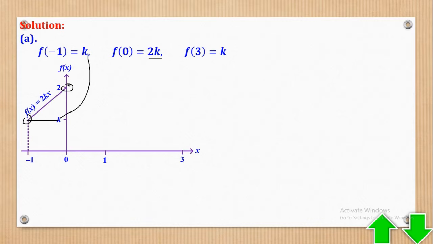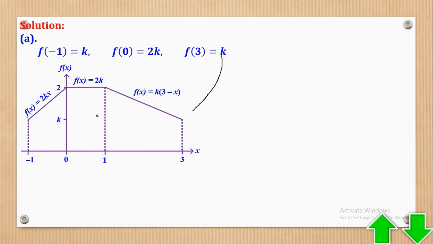Then you can join those 2 points to get a graph with a ruler. But remember to label the graph. The next, when x is 1, f(x) is still 2k, so you can join this point with this point to come up with that graph of 2k. Then when x is 3, f(x) is k, so you plot that point and join using a straight line. So now we shall go to part B Roman 1.